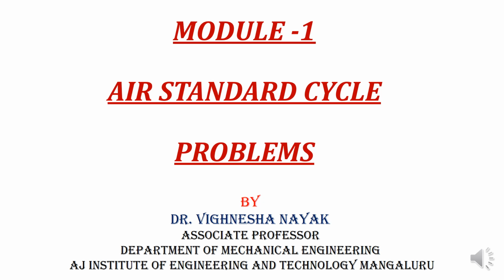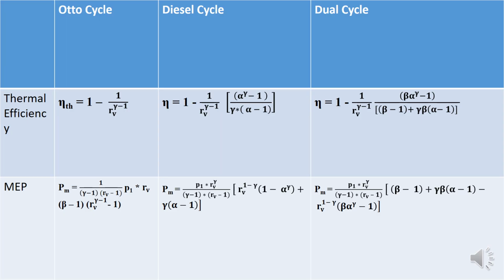Good morning, everyone. So today we are solving the problems related to air standard cycles. Before going to the problems, we have to check the relations, that is the thermal efficiency relation and mean effective pressure relations of Otto cycle, Diesel cycle and dual cycle.